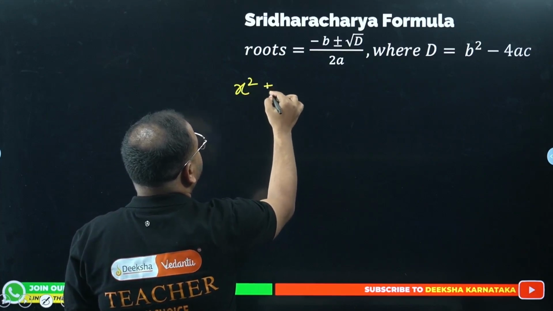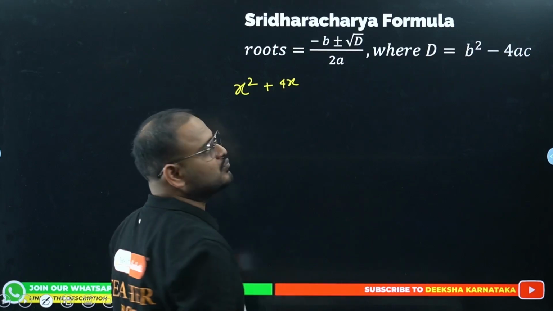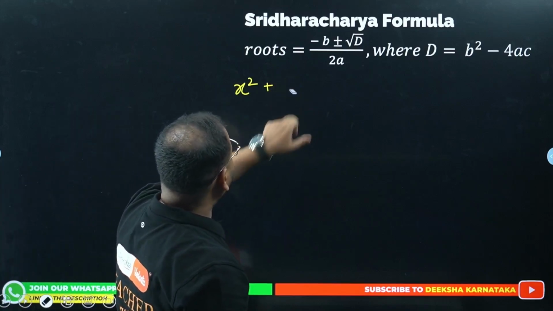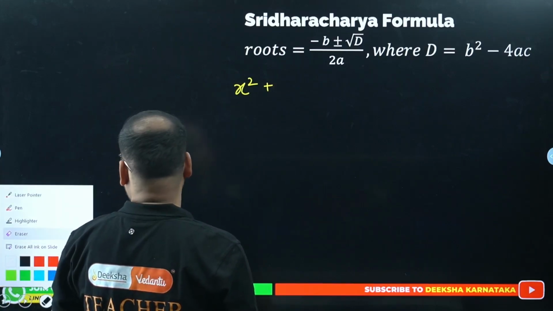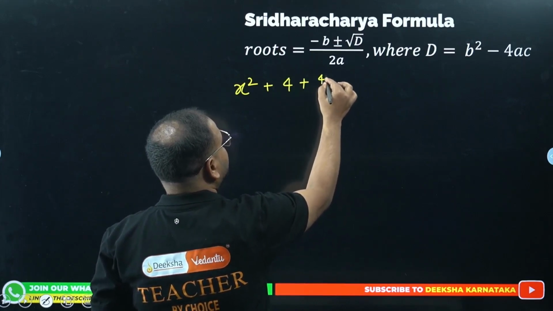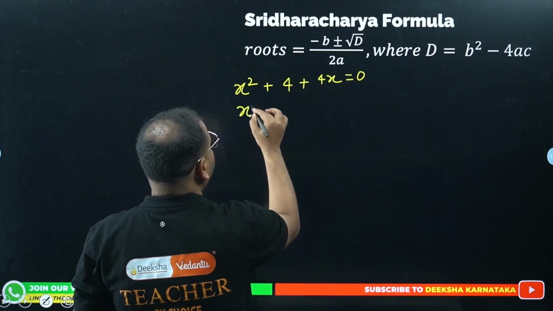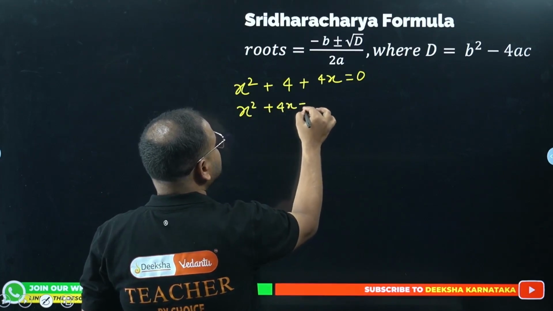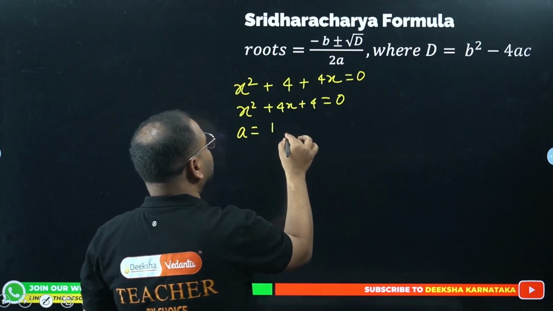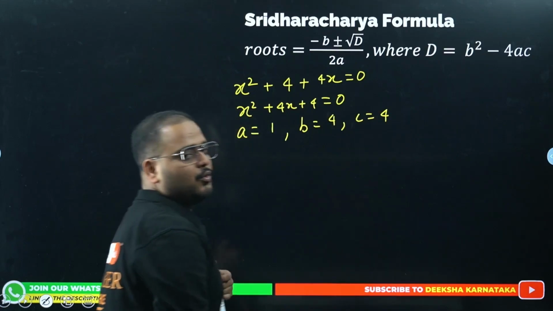x square, my favorite question. Okay. Just give me a second. x square plus 4 plus 4x, right, equal to 0. Let's rearrange it. x square plus 4x plus 4 equal to 0. What is my A? A is nothing but 1, B is nothing but 4, and C is nothing but 4 again. Use the formula please.